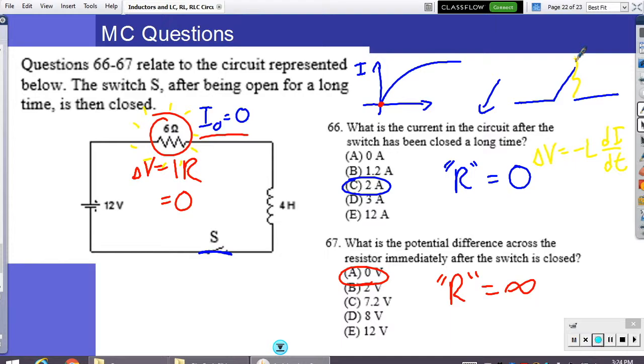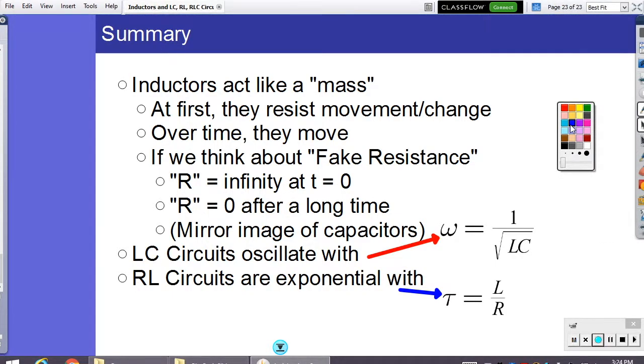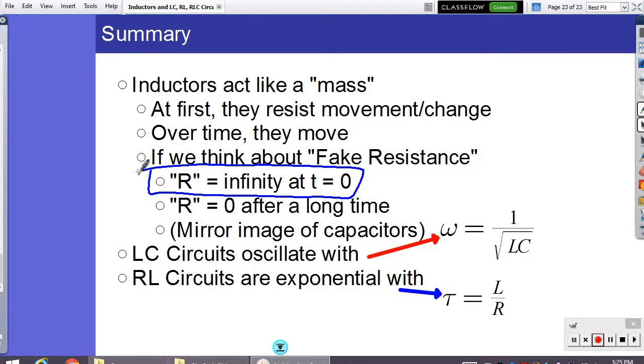All right, we're going to look at this a little bit more in class, but a quick summary of this. Inductors kind of act like a mass. At first, they resist any change in current, any change in your circuit. I like to think of that as transient changes. They don't let them happen. They maintain the status quo at time equals 0. Over time, they basically act like they're not there. You give them long enough to get used to it, they basically go away. You pretend that they don't exist.